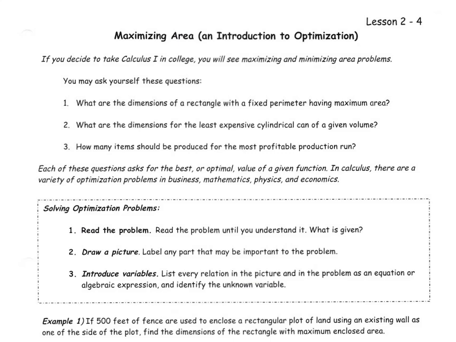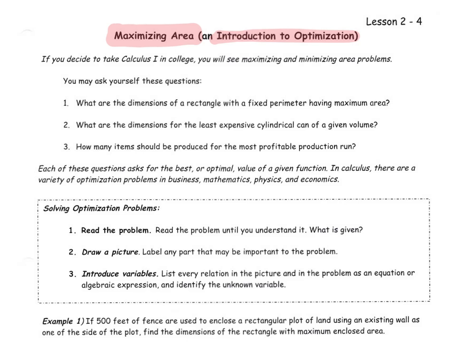So today we're going to be taking a look at page 20 of our Unit 2 packet. We're going to be talking about optimization today, which is actually related to a calculus topic. Granted, we will not be doing calculus for today, but it is an introduction to optimization. Okay, so we should all be on page 20.